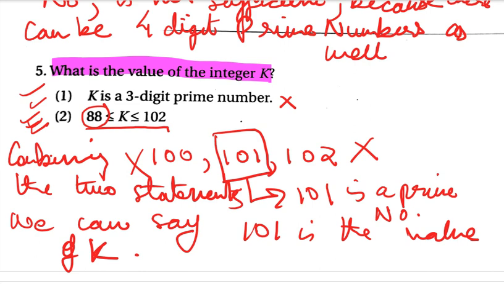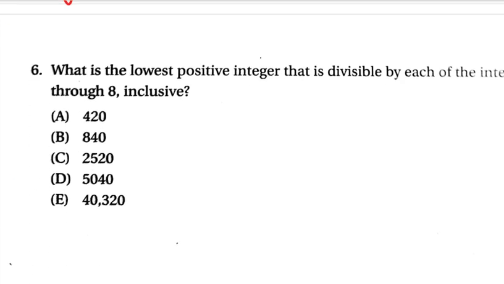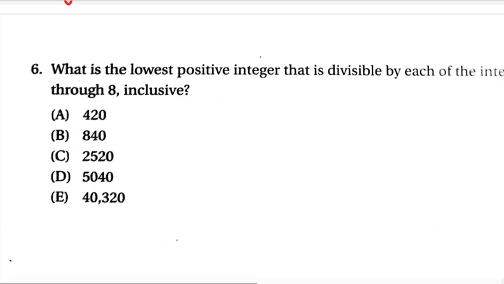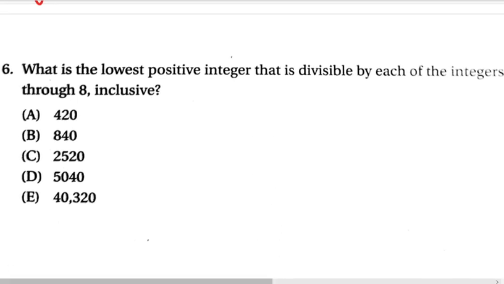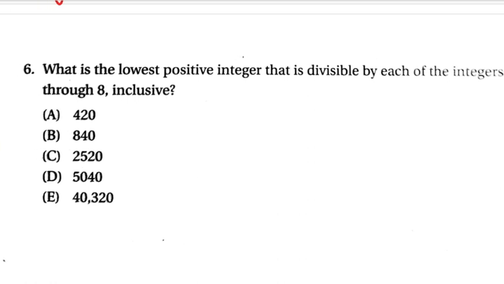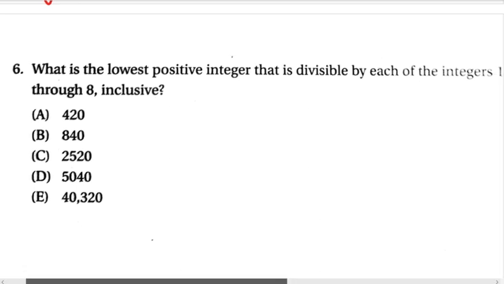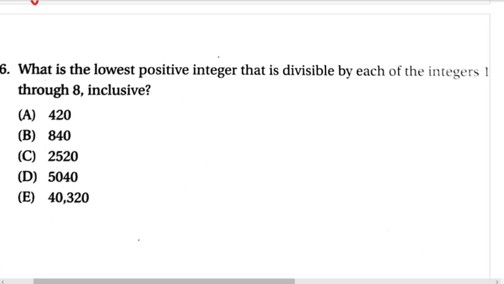Alright, let's move on to our next question. So this is our next question. Look at this question is off screen, but let me get it back on screen for you. Okay, just hold on. This is the question. It says, what is the lowest positive integer that is divisible by each of the integers? Okay, there's more to it. Each of the integers 1 through 8.